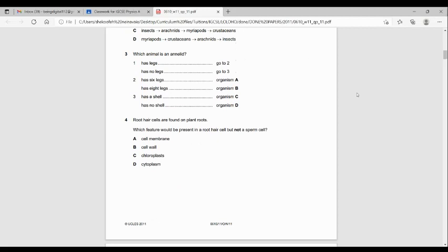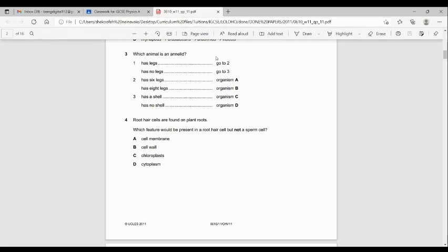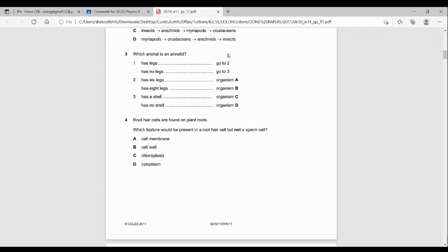Question number three: Which animal is an annelid? You need to just follow the instructions given to you in the identification key. We start with the first part of this key. You need to read each of these statements and see which one is correct, and then follow the instruction given after the dotted line. It has legs. If the answer is correct, you have to go to 2. If they don't have legs, you should go to 3.